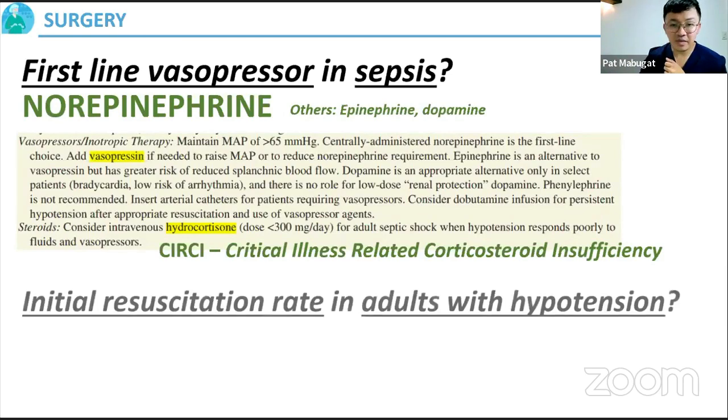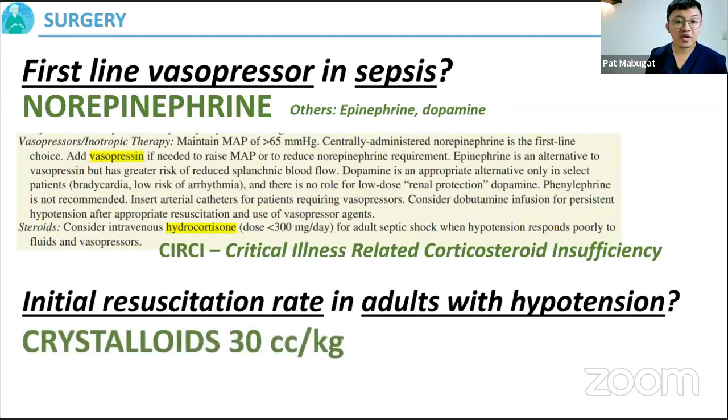Okay? Next, what's the initial resuscitation rate in adults with hypotension? The initial resuscitation in adults with hypotension is crystalloids, 30 cc per kg. Again, in adults with hypotension, we make use of crystalloids, 30 cc per kg.